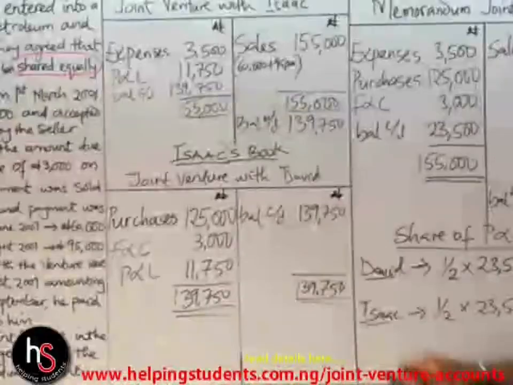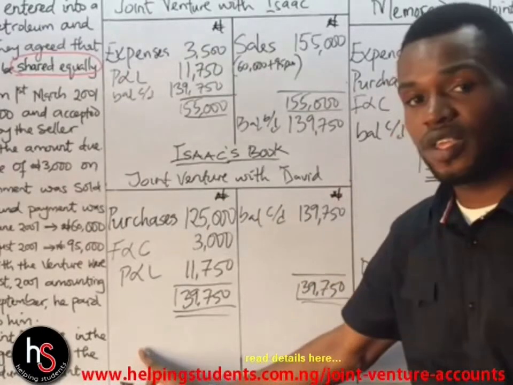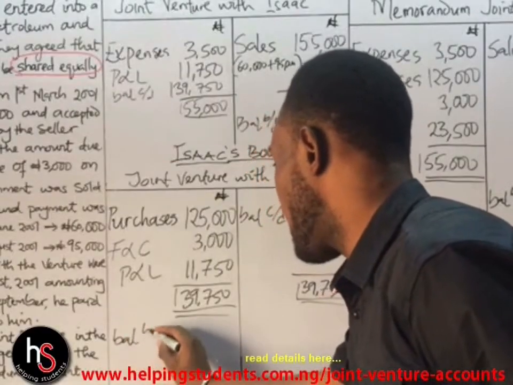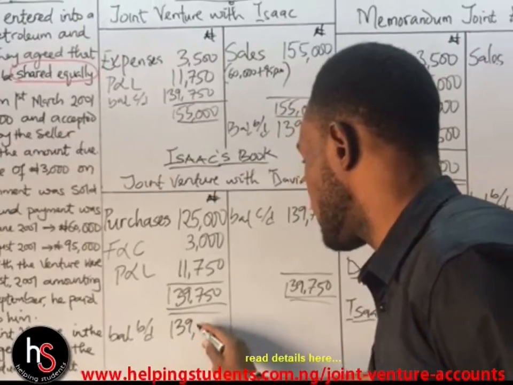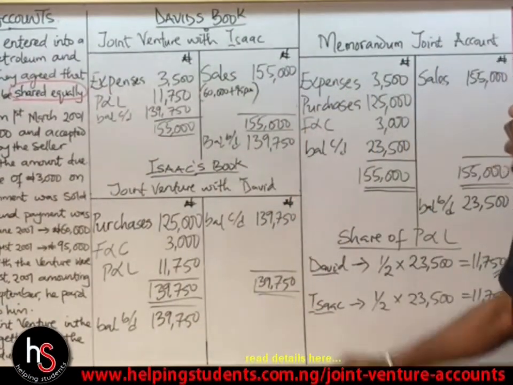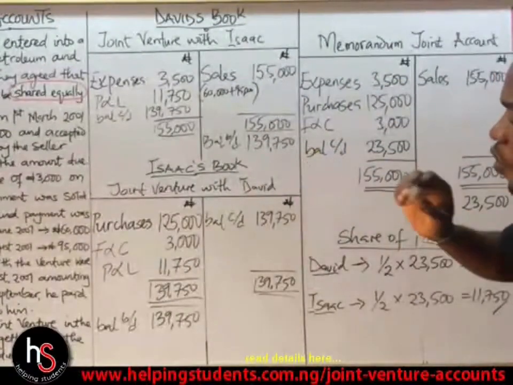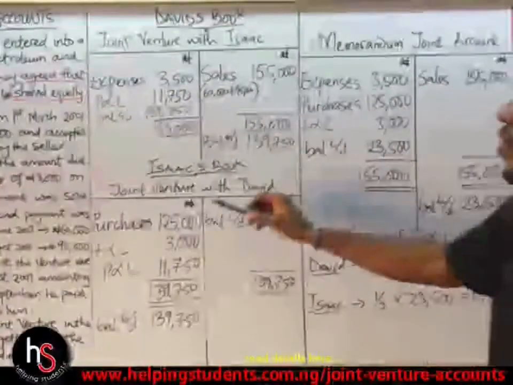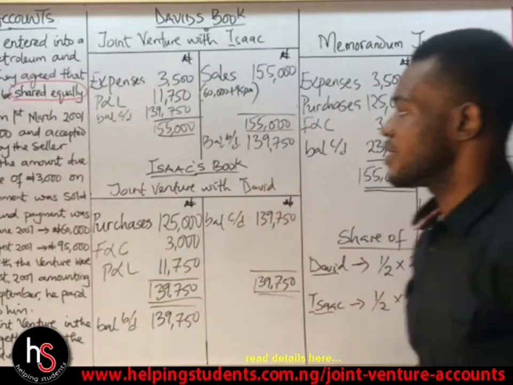Now, since our balance CD is on this section, it means our balance BD will be on this other place, on the debit side. So we have our balance brought down, equal to 139,750. Now, when we take a look at both David's book and Isaac's book, we'll find out that they have the same balance, all right? They made a profit and they've shared it equally, and it has resulted in this balance.